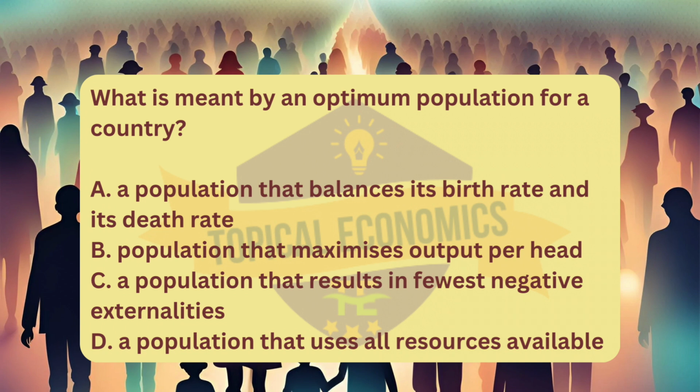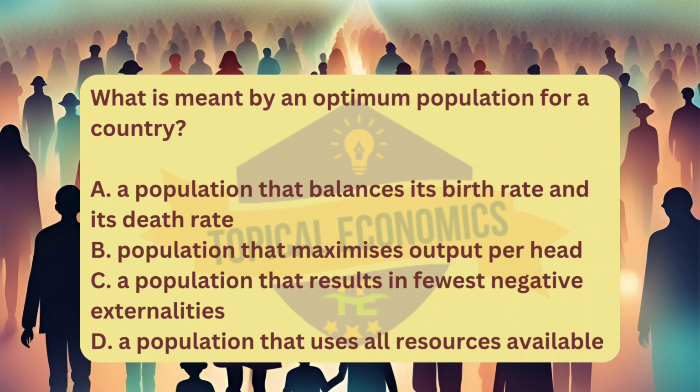The correct answer for this question is option B, a population that maximizes output per head. The concept of an optimum population refers to the ideal number of people in a country that leads to the highest possible level of economic well-being or output per person. It is the population size that maximizes the economic output or welfare of the country while efficiently using its resources. The optimum population results in the best balance between the working population, available resources, and technological capability, leading to high productivity and quality of life.